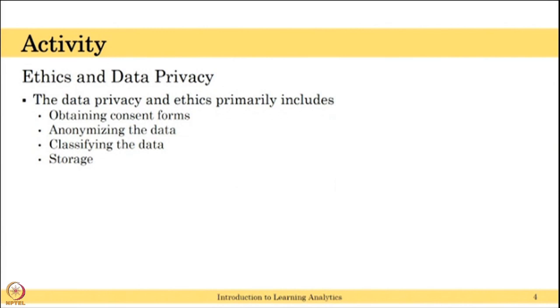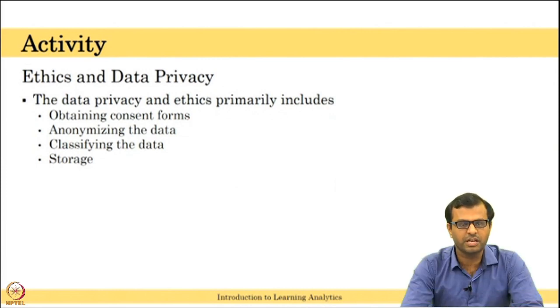Ethics and data privacy is an important topic in any data collection method. In general, data privacy and ethics primarily includes these four topics. That is, you should obtain the consent from the participant. If you are collecting data from a learner, you need to get the consent that they are ready to share the data with you. Also, if the participant is a minor, that is below 18 years old, you should get the consent from the parents.